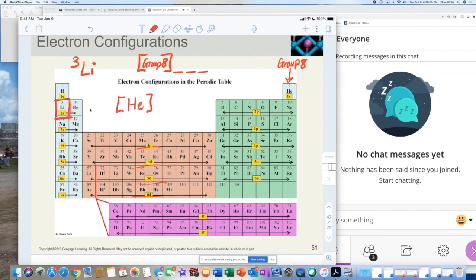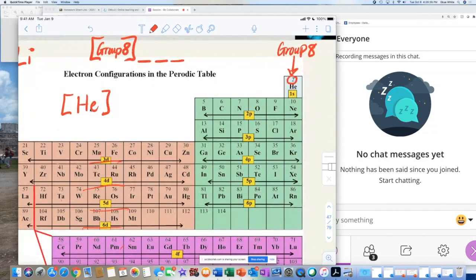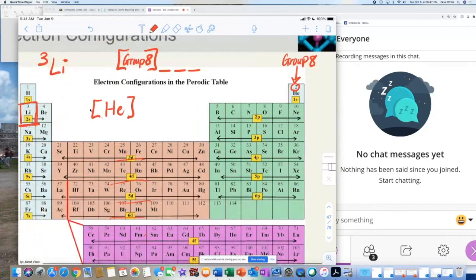Remember, helium the atom has 2 electrons. So when I place helium inside the bracket, I am essentially saying that helium takes care of 2 electrons.